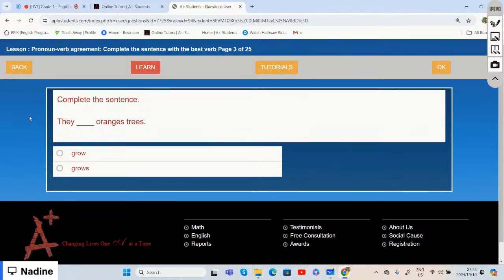The next one says they. Do we say they grow orange trees, or they grows orange trees? Which one is correct? Do they say grow or grows orange trees? If we were to choose the correct option, we would say they grow. They grow orange trees.